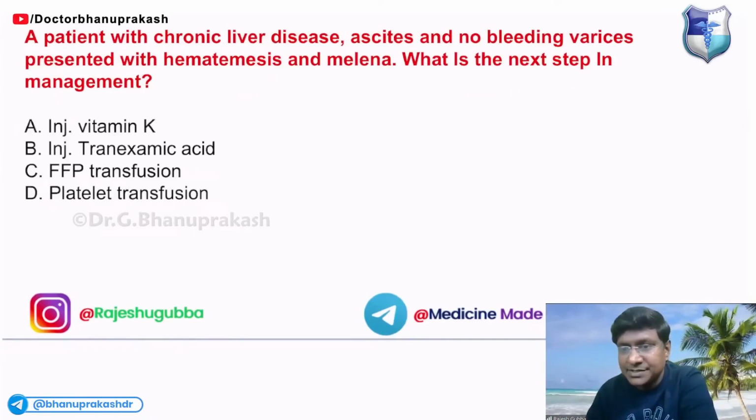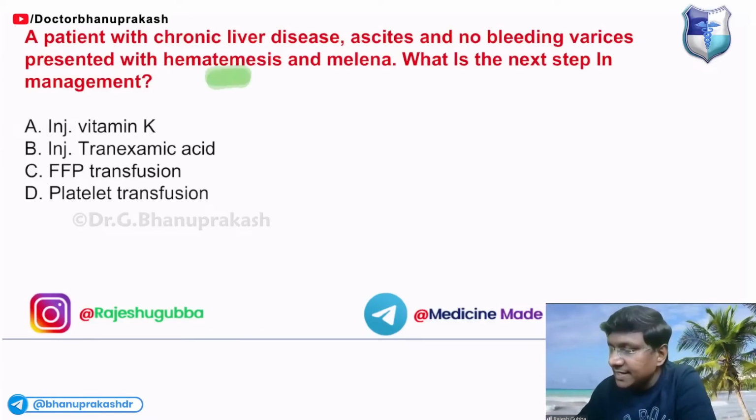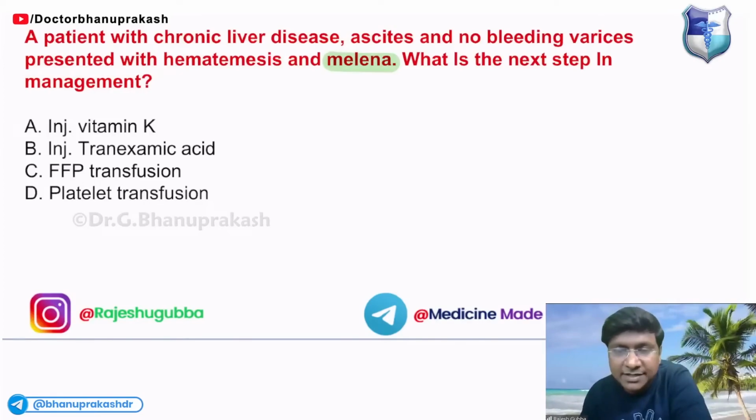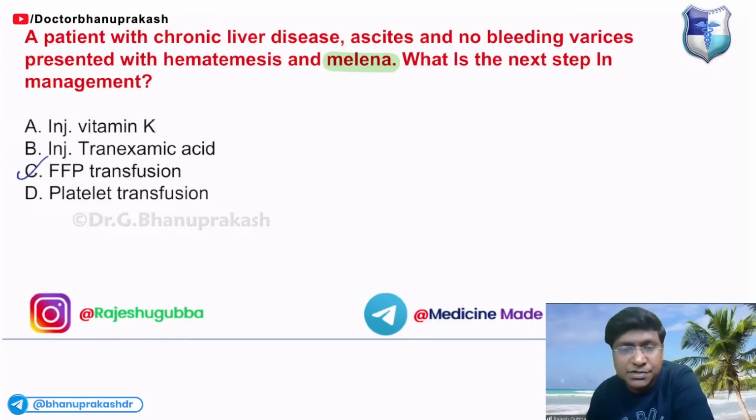A patient with chronic liver disease, ascites, and no bleeding varices presented with hematemesis as well as melena. What is the next step in the management? Give injection vitamin K, give injection tranexamic acid, fresh frozen plasma transfusion, platelet transfusion. What do you want to do, guys, for this patient? Very good. So, in this individual, you need to give fresh frozen plasma.